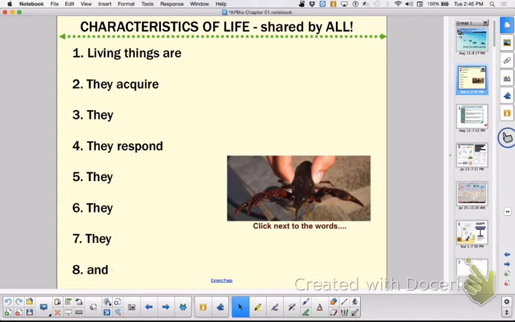Atom, molecule, organelle. Now let me ask you a question. Do all cells have organelles? What cells have organelles? Eukaryotic cells. Okay, let's go again. Atom, molecule, organelle, cell, tissue, organ, organ system, organism, population, community, ecosystem, biosphere.